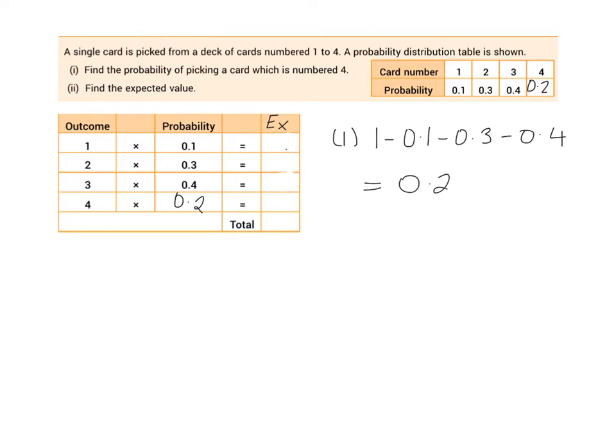Now what we're going to find out is the expected value, because we multiply the outcome by the probability. When you multiply 1 by 0.1, you're left with 0.1. When you multiply 2 by 0.3, it's 0.6. When you multiply 3 by 0.4, you get 1.2. And then 4 by 0.2 is 0.8. So your total expected value is going to be 2.7, because remember, we add up all of the expected values. So for part 2, we have found that the expected value is 2.7.